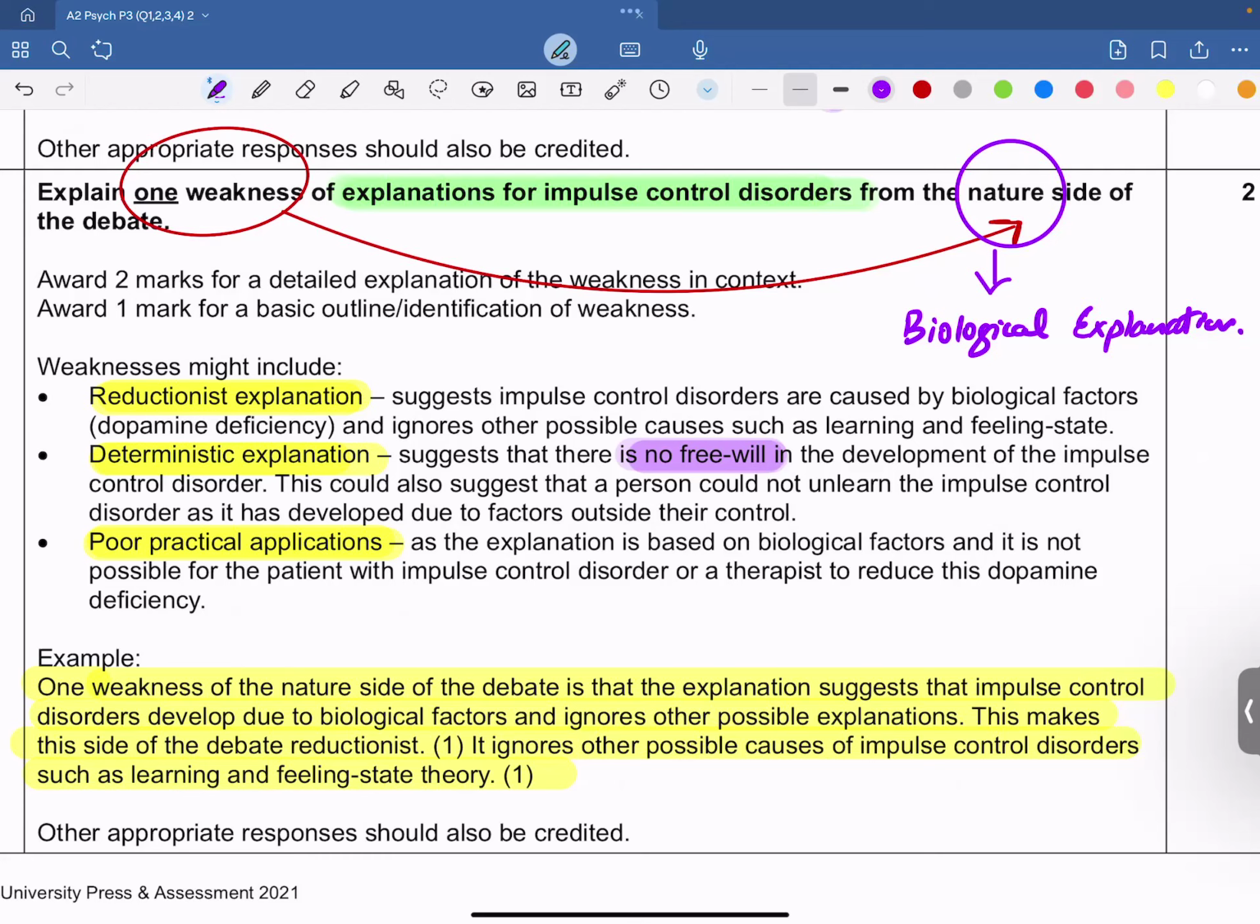So explain one weakness of explanations of impulse control disorder from the nature side of the debate. Now, the weaknesses might include, since this is a 2 mark question, it's at your discretion.